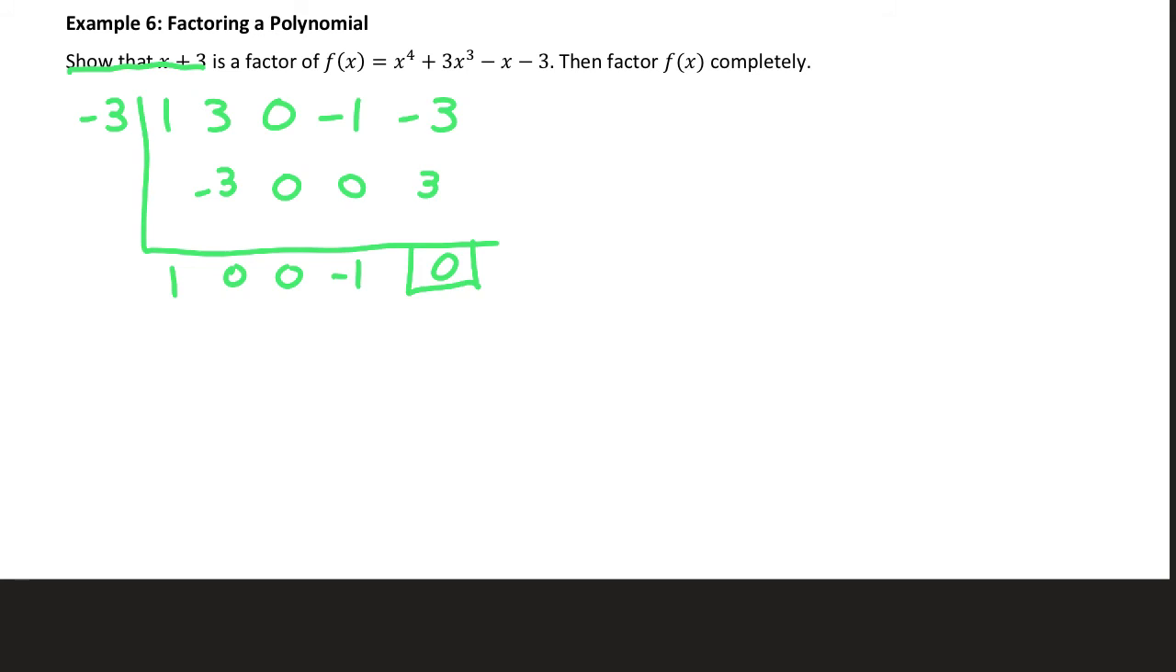So to show this in factored form, x plus 3 is a factor, so I'm going to write it in parentheses, and then this result that we just got is a factor, so I'm going to write that in parentheses. So remember from before, this is x to the third minus, no x squared term, no x term, but a constant term, okay?